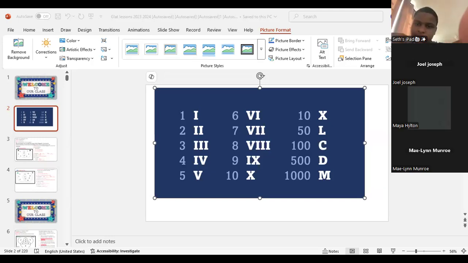Maya, did you take a picture of your grade and send it to me? Yes, sir. I'm gonna send it to you now. You need to do that. Seth, what is your smart score? 92. 92, very good. And Gianna and Joel, what is your smart score? 55. 55, okay.